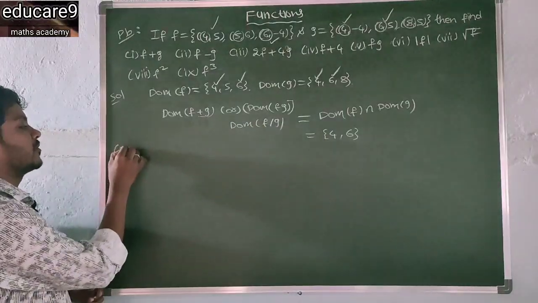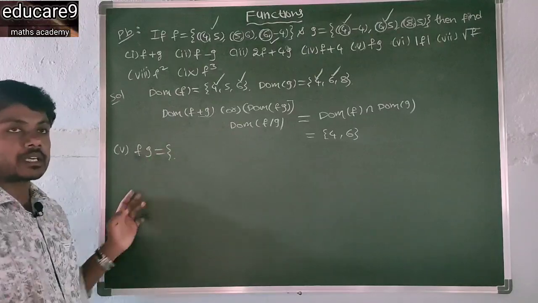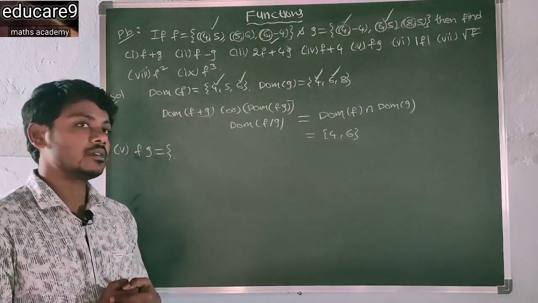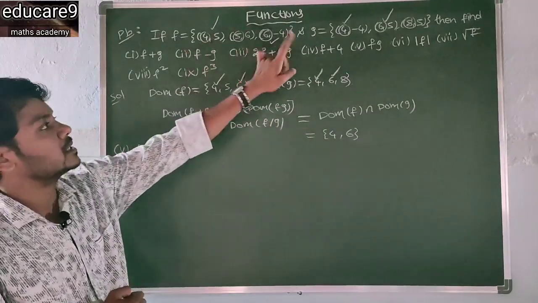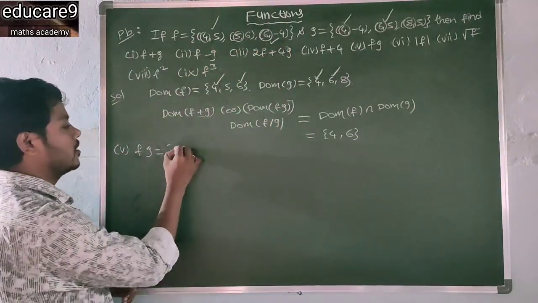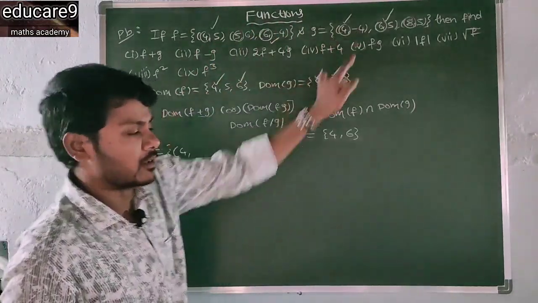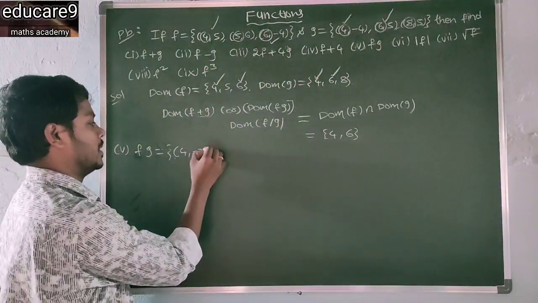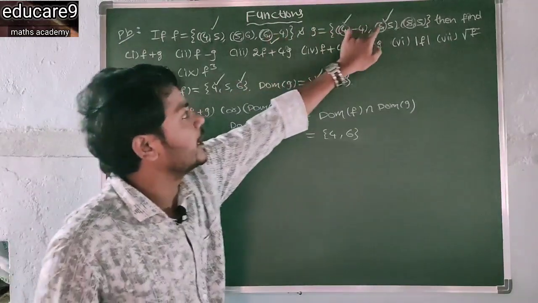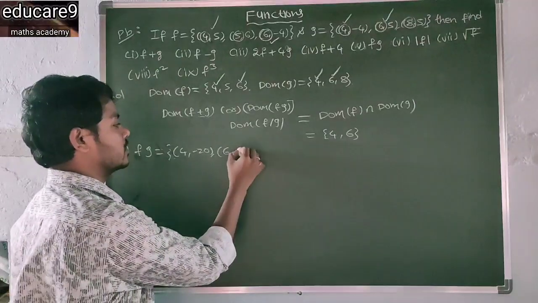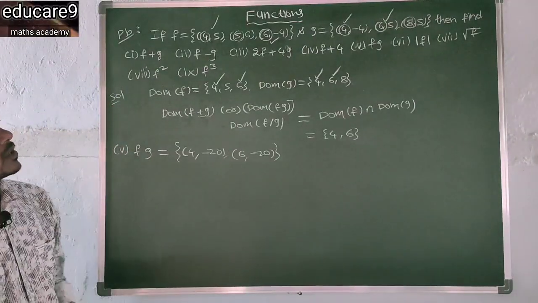Next question number 5. F into g. So product of two functions. So you have to take common domain elements that are 4 and 6. So here 4 comma. So 5 into minus 4. Minus 20. 6 comma minus 4 into 5. Minus 20. So this is f into g.